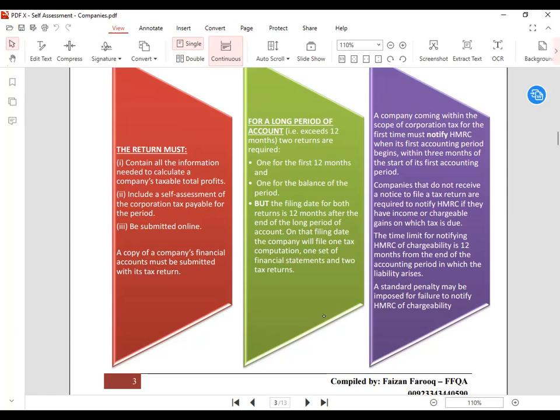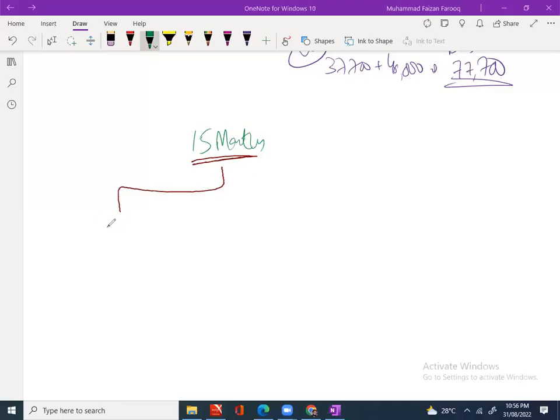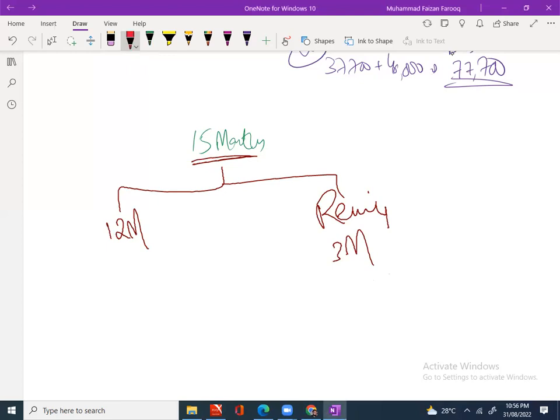For the long period, what we are doing is we are supposed to split it, right? How are we splitting? For example, if it is 15 months, first 12 months and then the rest 3 months. Very correct, very true. 12 months and the remaining, in this case, 3 months. Am I right? So how will the return be filed? For example, 15 months to 31st December 22. These are my 15 months period.